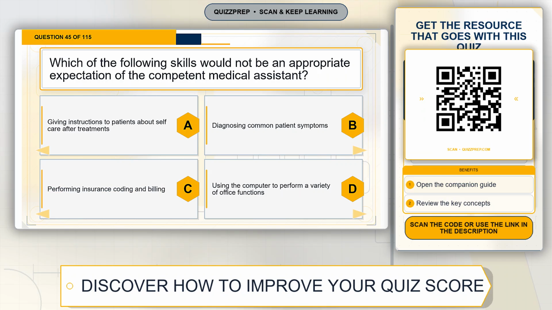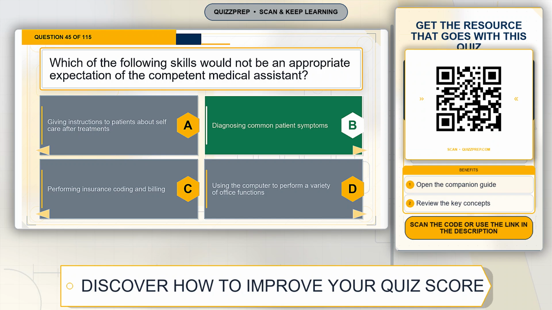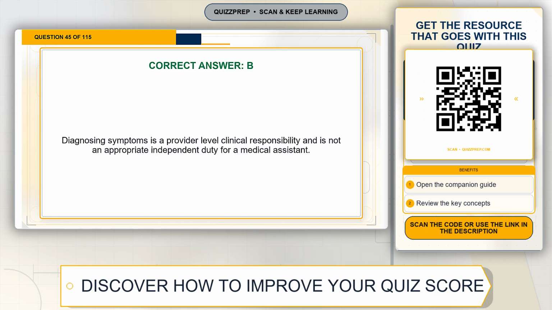Question 45. Which of the following skills would not be an appropriate expectation of the competent medical assistant? Option A, giving instructions to patients about self-care after treatments. Option B, diagnosing common patient symptoms. Option C, performing insurance coding and billing. Option D, using the computer to perform a variety of office functions. The correct answer is option B, diagnosing common patient symptoms. Explanation. Diagnosing symptoms is a provider-level clinical responsibility and is not an appropriate independent duty for a medical assistant.